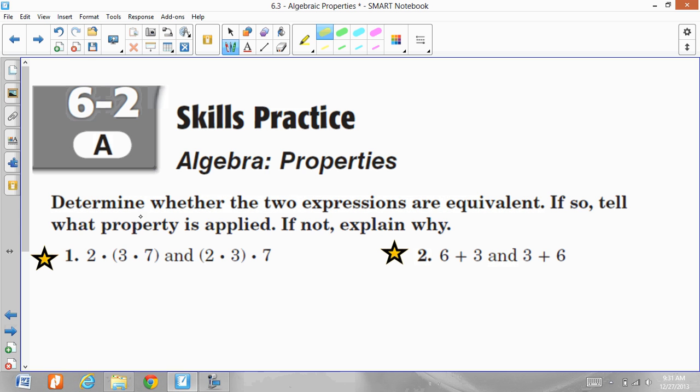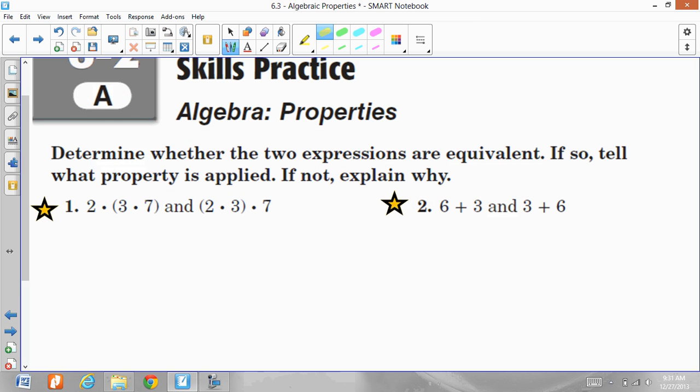So the properties determine whether the two expressions are equivalent. Equivalent means they're asking you whether they are equal. So the keyword is equivalent means equal. If so, tell what property is applied.